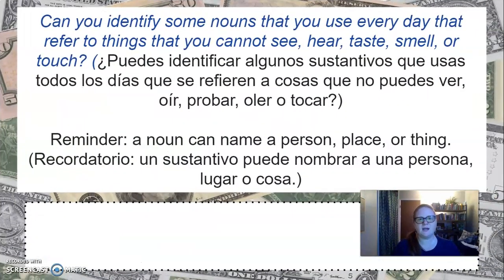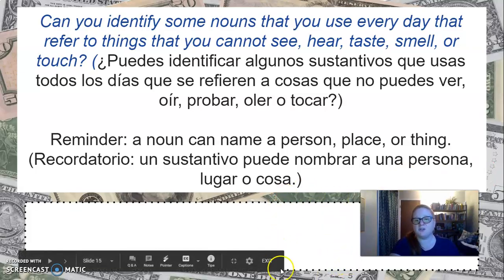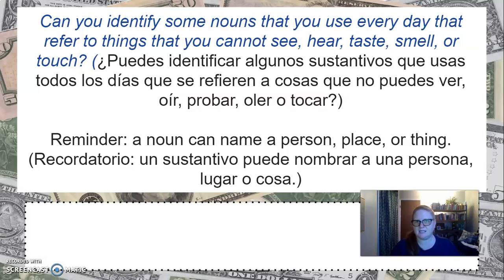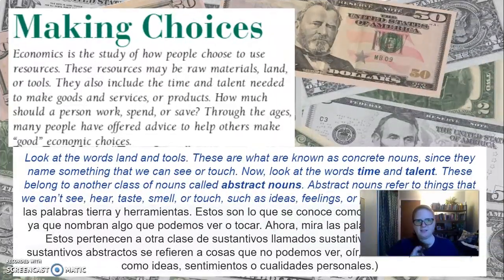So, can you identify some nouns that you use every day to refer to things that you cannot see, hear, taste, smell, or touch? And a reminder, a noun can name a person, place, or thing. So go ahead and type in your guesses. You don't have to be correct. Just what are some nouns that you use that maybe you know that you can't see, hear, taste, smell, or touch? Good guesses.